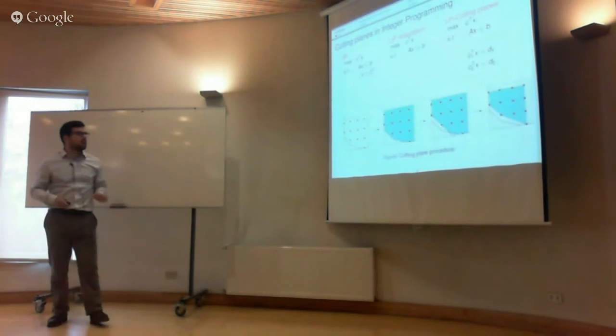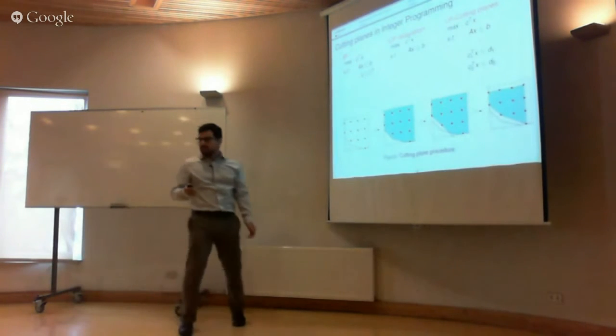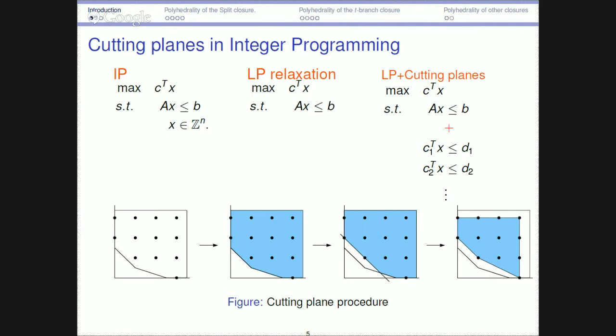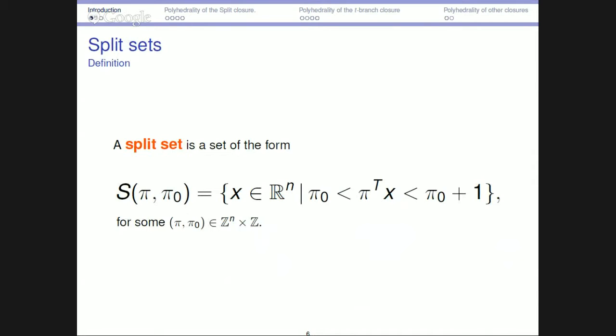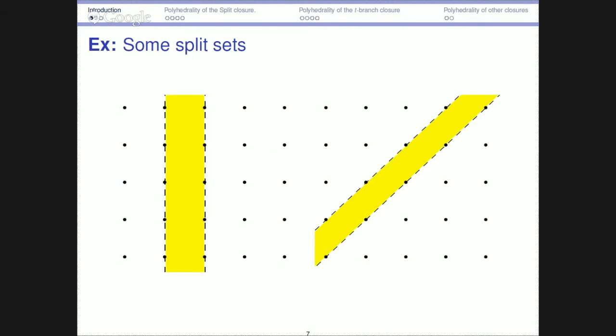So this is how we use cutting planes in integer programming. I will not tell you about how we use these cutting planes, but I will tell you about some properties of these cutting planes. A question is how you define these cutting planes. One way of doing it is by using split sets. What is a split set? You can remind these are two parallel hyperplanes that don't contain any integer point in the interior. So these vectors are integral. In a picture, this is a split set: parallel hyperplanes that don't contain any integer point in the interior.